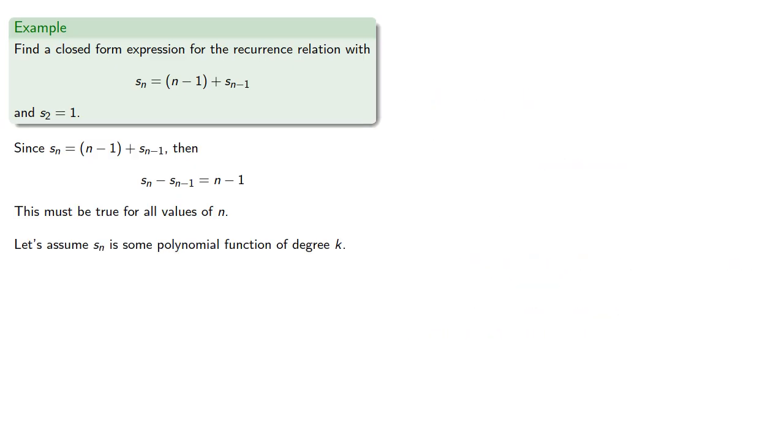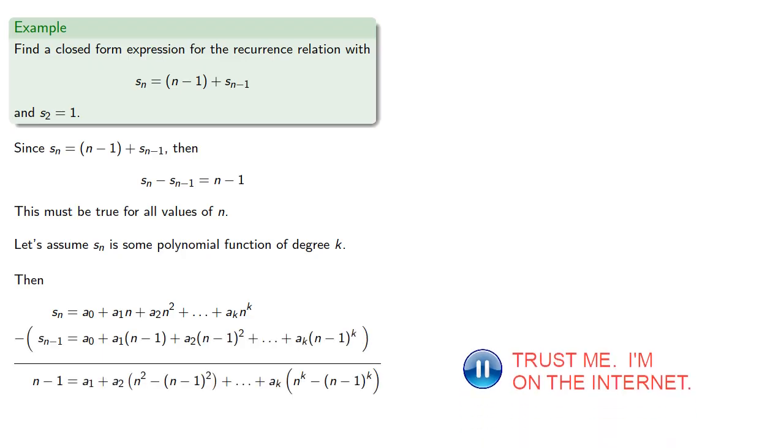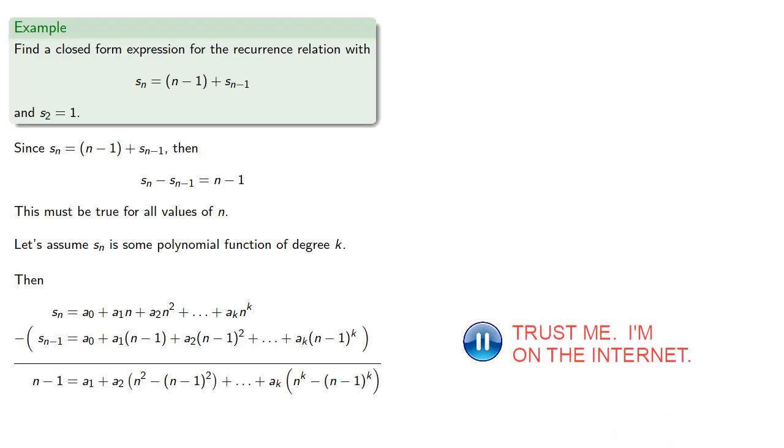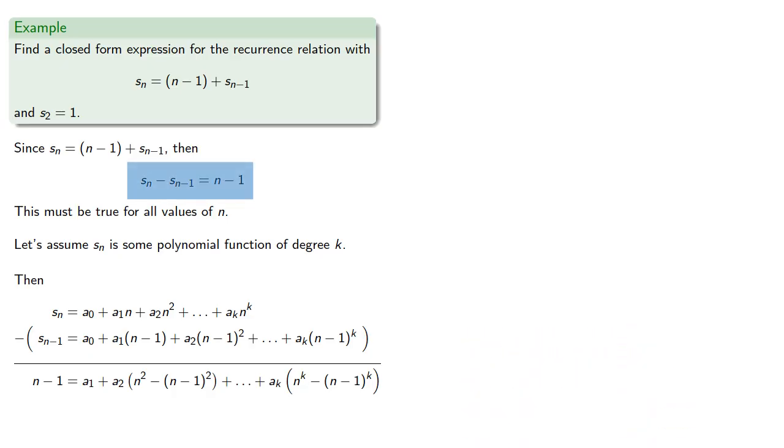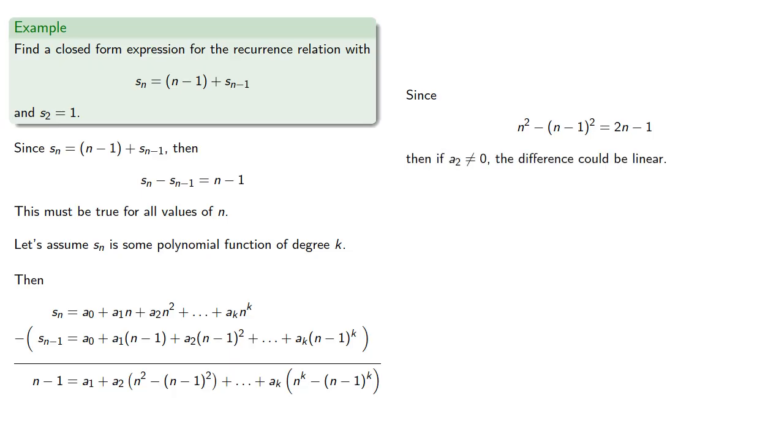So let's assume that Sn is some polynomial function of degree k. Then Sn will be, Sn minus 1 will be, and the difference will be. So it's still true that the difference should be a linear function. But notice that n squared minus n minus 1 squared is 2n minus 1. So if a2 is non-zero, the difference could be a linear function.